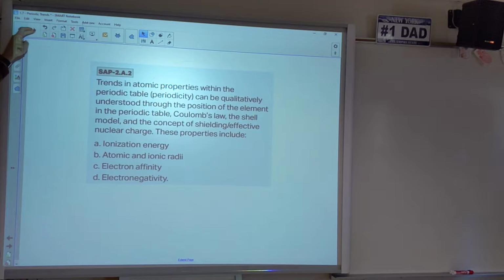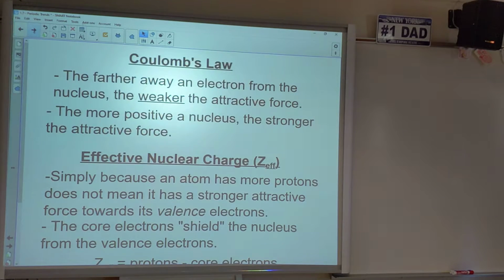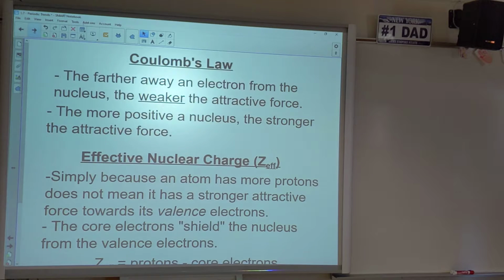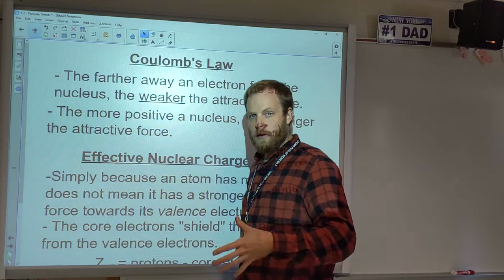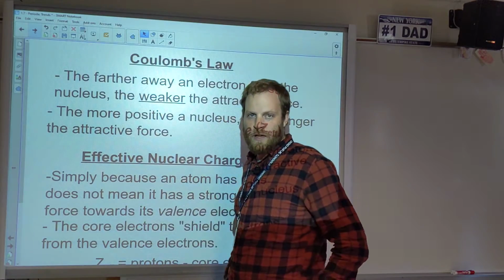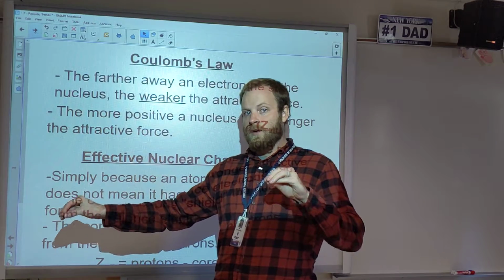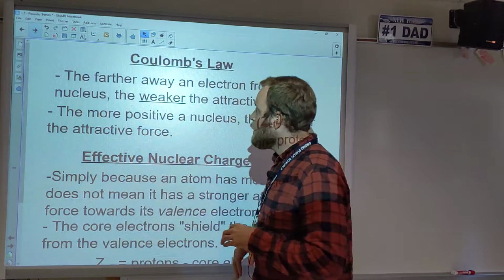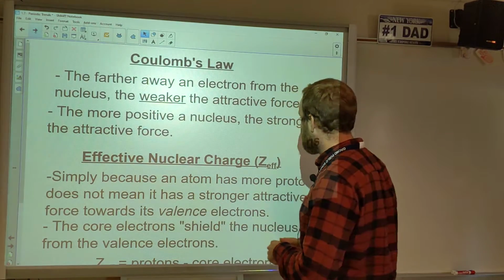Cool. All right, so what we have to use to describe and explain these are these concepts. The first one's Coulomb's law. The farther away an electron is from the nucleus, the weaker the attractive force. And the more positive a nucleus, the stronger the attractive force. So we're talking about the interaction between the nucleus and one electron. Not all of them together, just one. And it's only the ones on the outside, the valence electrons. So if you're a valence electron and you're farther away from the nucleus, that attractive force will be weaker. If you're an electron and the nucleus is more positive, that'll be a stronger attraction.